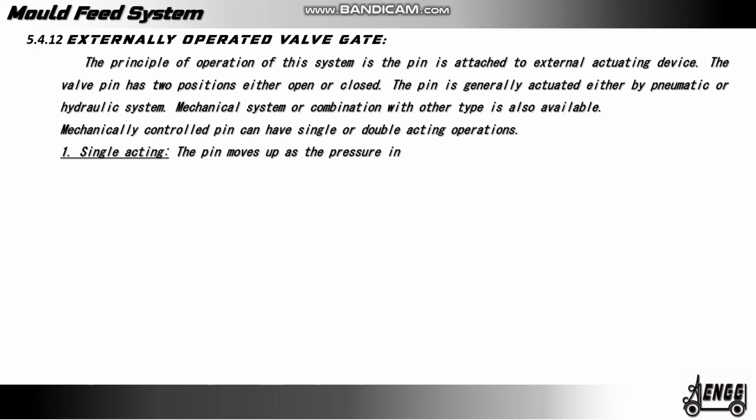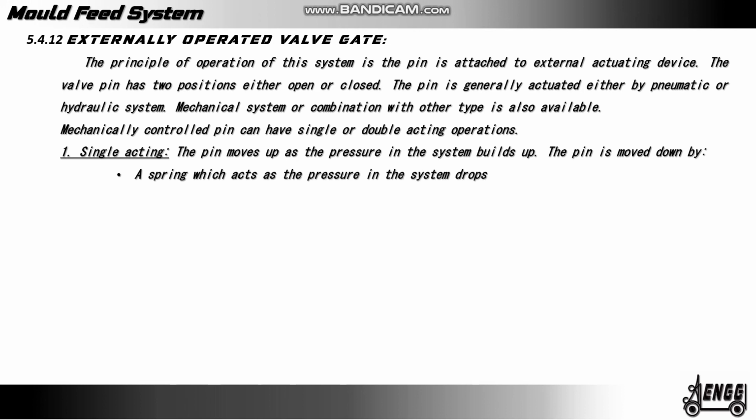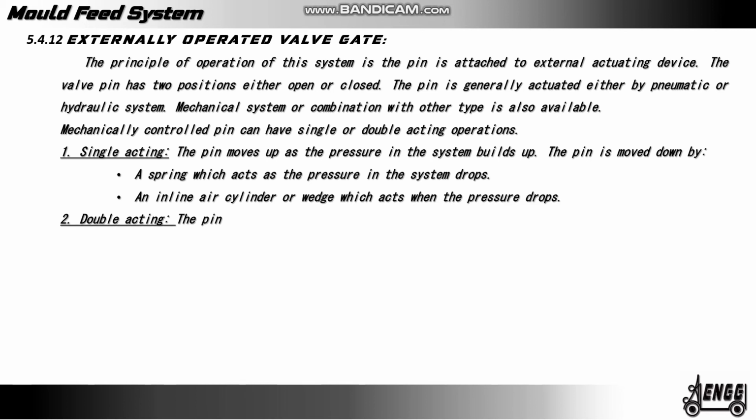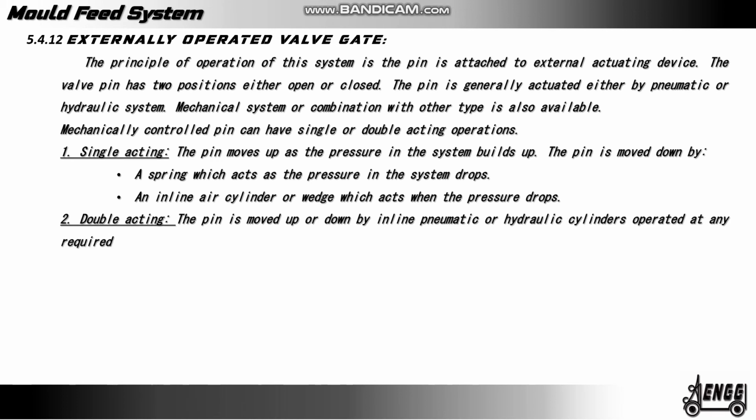One, single acting. The pin moves up as the pressure in the system builds up. The pin is moved down by a spring, which acts as the pressure in the system drops, or by an inline air cylinder or wedges which act when the pressure drops. Two, double acting. The pin is moved up or down by inline pneumatic or hydraulic cylinders operated at any required time. The gate is open at the beginning of the injection pressure.